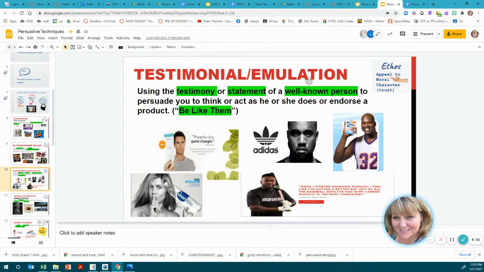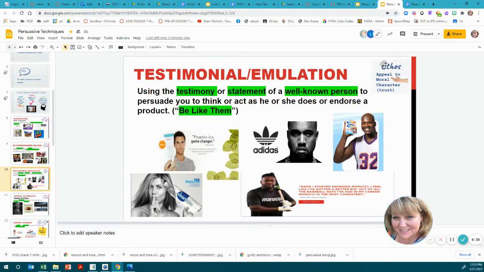And then testimonial or emulation. And that's using the testimony or statement of a well-known person to persuade you to think or act as he or she does or endorse a product. That could be like them. And so we have models and actors and actresses and singers using certain products, like products for your face, smart water. We have products like for selling bats or sports gear often, or sports medicines, things like that.